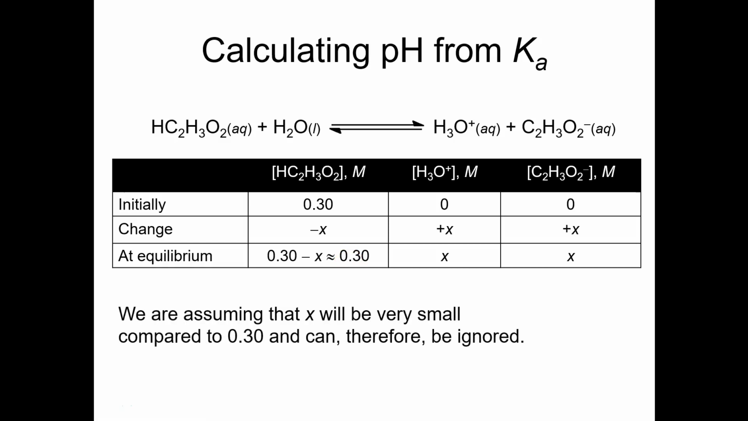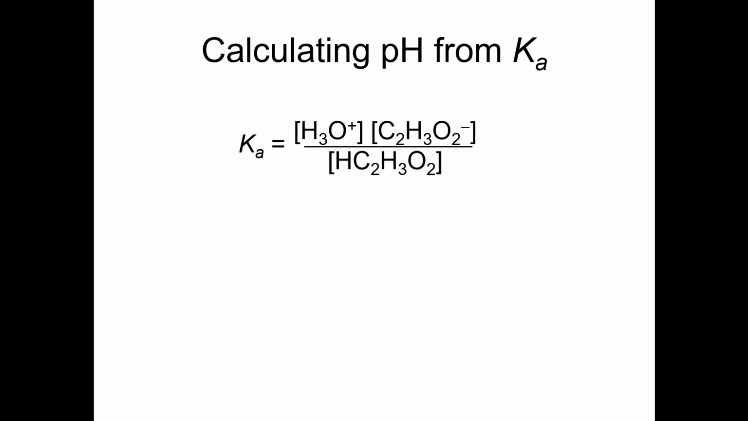So we're going to assume that X is very small compared to 0.3, and therefore we can ignore it and just approximate that 0.3 minus X is equal to 0.3. But once again, we have this Ka expression for this specific reaction. So I'm going to plug in the values from the previous slide into the Ka expression. Ka, if you'll recall, was 1.8 times 10 to the minus 5.